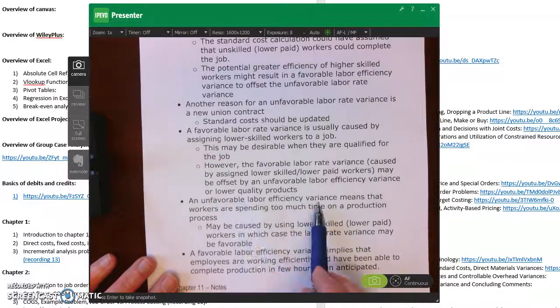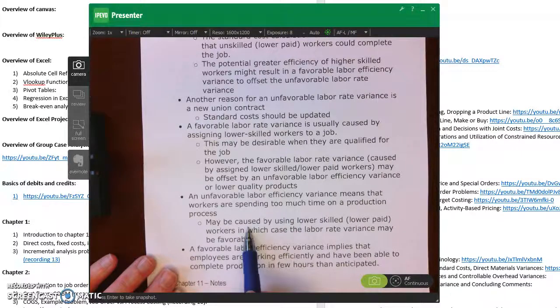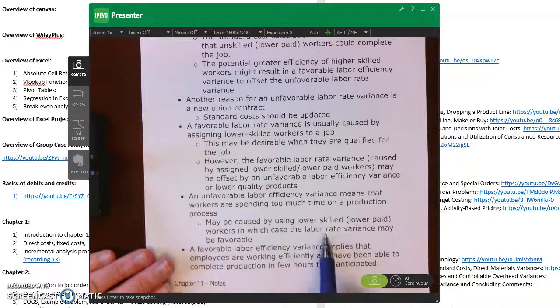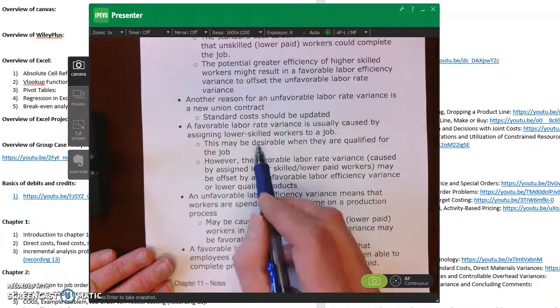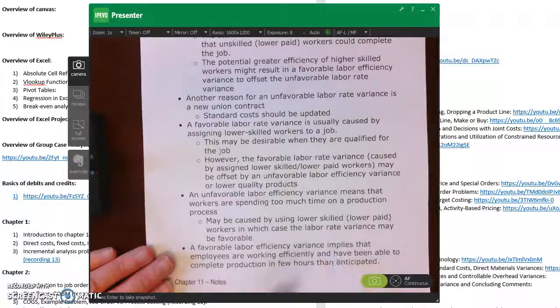An unfavorable labor efficiency variance means that the workers are spending too much time. They took too long to make the products. That could be caused by using unskilled labor, okay? Which in that case the labor rate could be favorable, but your labor efficiency would be unfavorable. A favorable efficiency variance basically means that they're working faster than what we thought they would be doing. They're making the products faster than what we thought, okay?